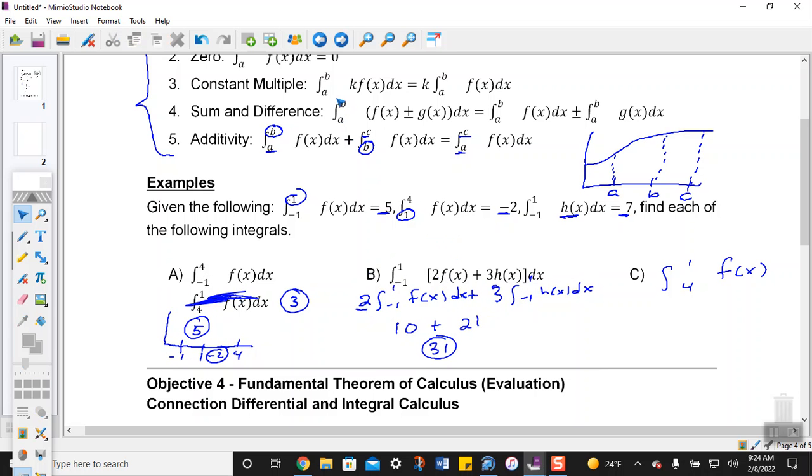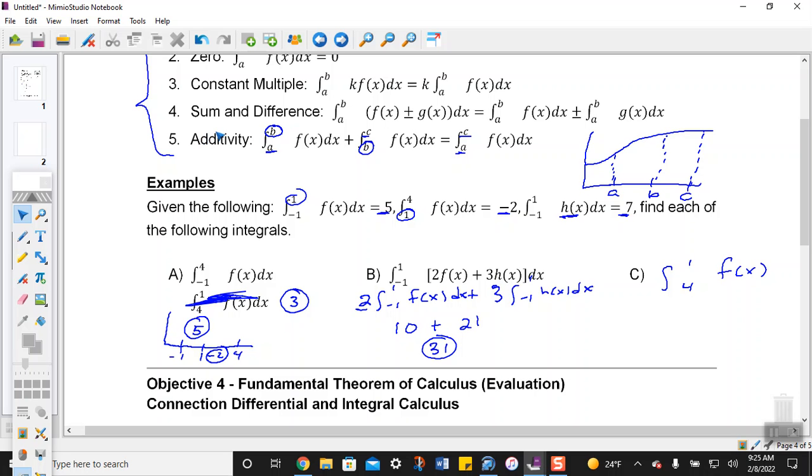Yeah. That would be this one right up here, the constant multiple rule. But I also used the sum and difference rule because we had really 2 different functions being added together, right? I made that the sum of 2 different integrals right there. So it's a combination of rules 3 and 4 there. Okay. All right, part C.